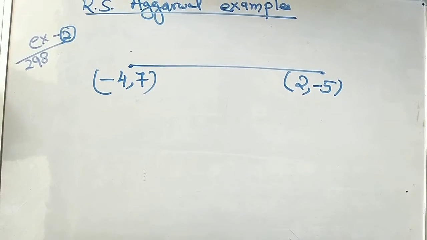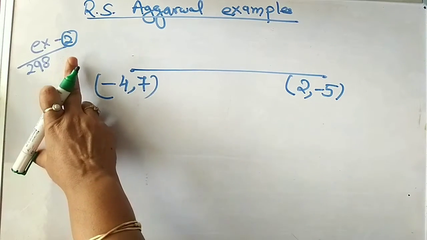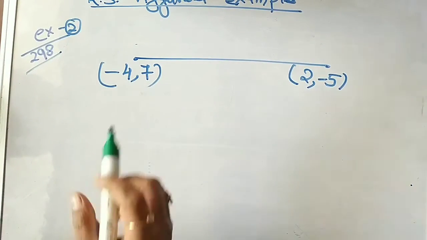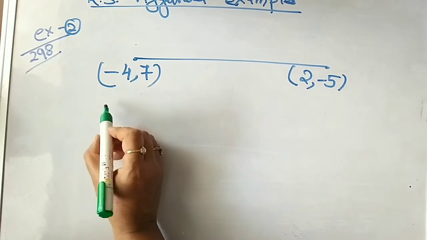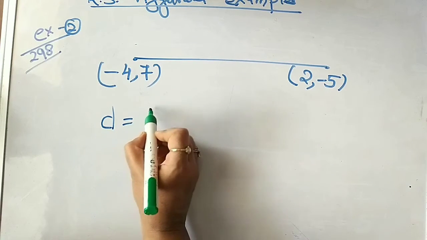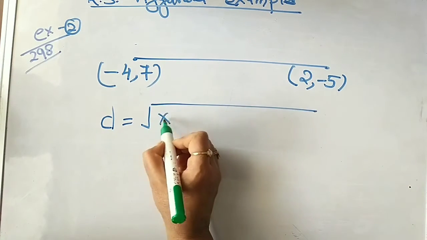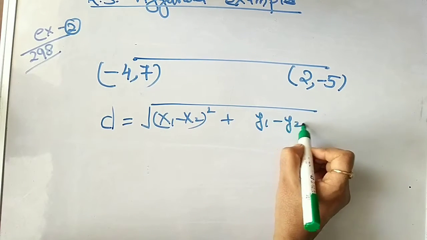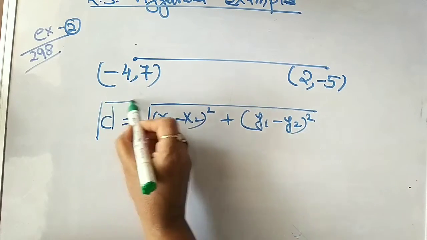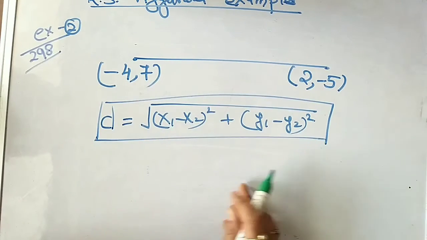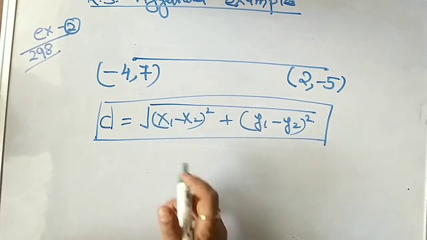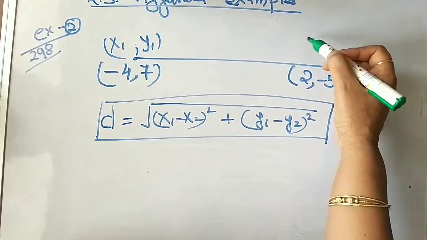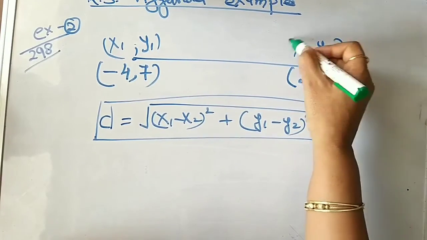So guys, we are solving R.S. Agrawal examples. This is example number 2. You will find it on page number 298. These are the two points and we are finding the distance. Always mention the formula. This is my formula, correct? And (y1 minus y2) square. From where will we get x1, x2 and y1, y2? This is x1 and this is y1. This is x2 and this is y2.